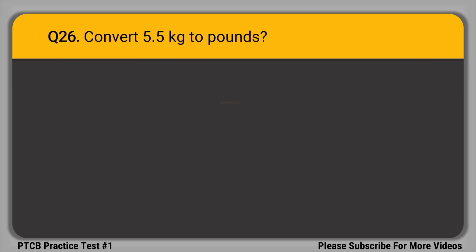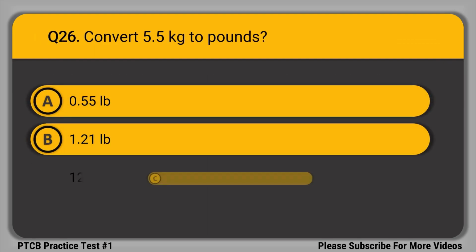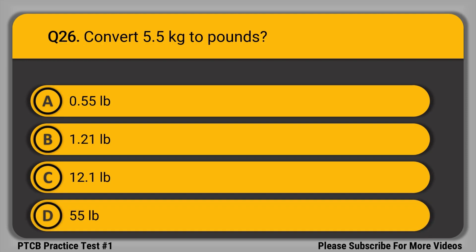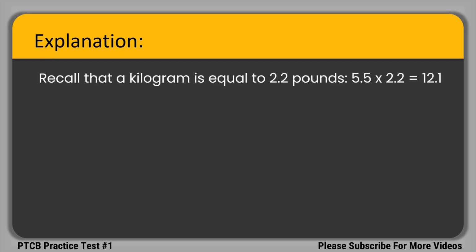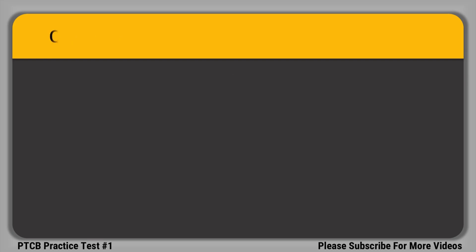Question 26. Convert 5.5 kilograms to pounds. A. 0.55 pounds. B. 1.21 pounds. C. 12.1 pounds. Or D. 55 pounds. C. 12.1 pounds. Recall that a kilogram is equal to 2.2 pounds, and 5.5 times 2.2 equals 12.1.